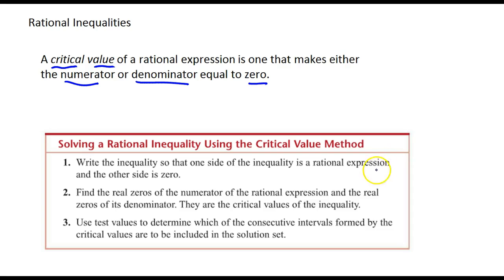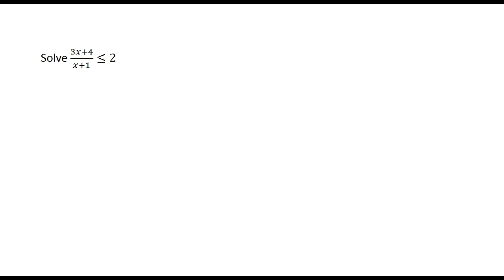Now, solving rational inequalities is just like solving polynomials. You want to make sure one side is 0. You're going to find the real zeros of the numerator and the denominator, and then you're going to test those values on a number line. So let's do an example.